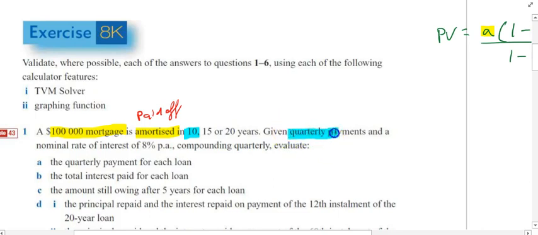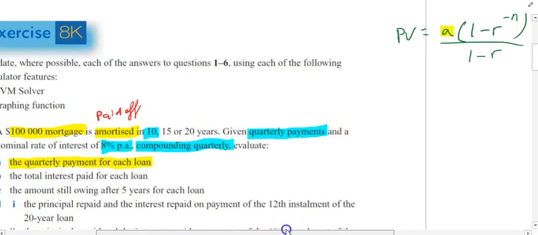Given quarterly payments, this is really odd for a home loan, but we're going to run with it, 4 payments a year. Obviously, it's going to be compounding quarterly. In any home loan question that you're asked to do algebraically, those things are going to match up. Interest rate, 8% per annum. So first step, they want us to calculate the quarterly payment for each loan. Remember, we're only doing the 10-year one here.